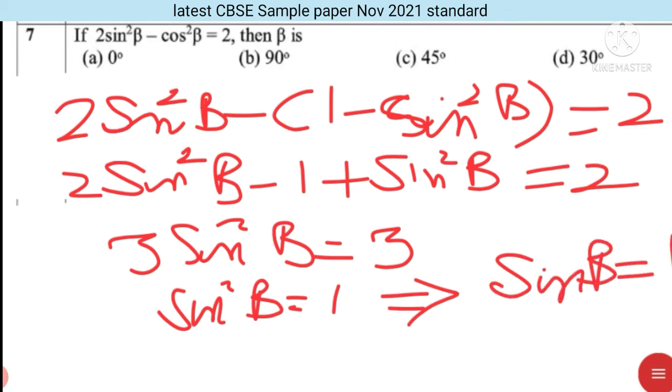Though it is plus minus 1, you are only confined to positive values. So sine beta is equal to 1, and you know that beta is 90 degrees. So the value of sine for 90 degrees is always 1. So B is the correct answer.